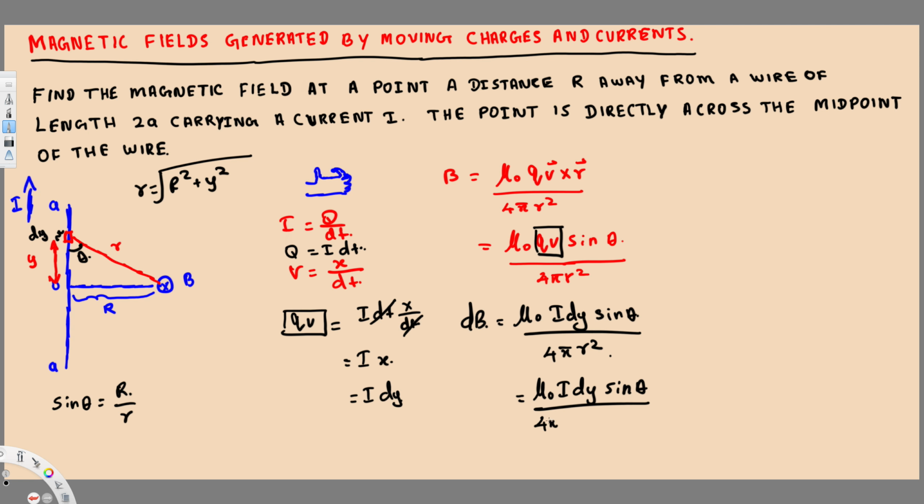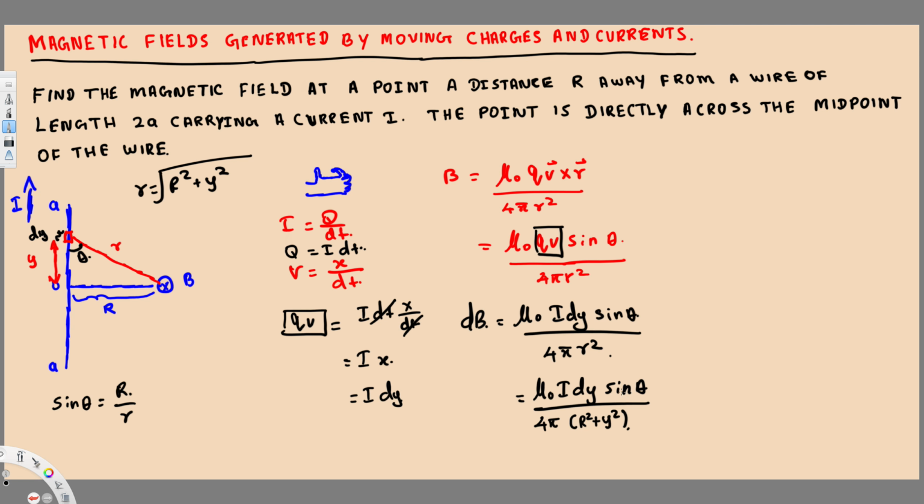So 4 pi remains the same. r square is going to be the square root of r square plus y square, squared. When we square this one, the square root is going to be cancelled. So we only get r square plus y square. So this is going to be r square plus y square right here, right?